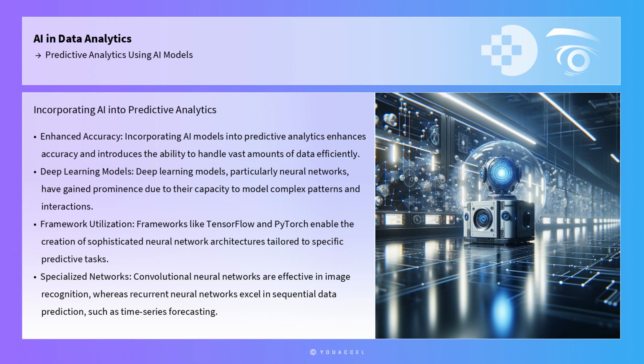Incorporating AI models into predictive analytics not only enhances accuracy, but also introduces the ability to handle vast amounts of data efficiently. Deep learning models, particularly neural networks, have gained prominence due to their capacity to model complex patterns and interactions. Frameworks like TensorFlow and PyTorch enable the creation of sophisticated neural network architectures tailored to specific predictive tasks. For instance, convolutional neural networks are particularly effective in image recognition tasks, whereas recurrent neural networks excel in sequential data prediction, such as time series forecasting.